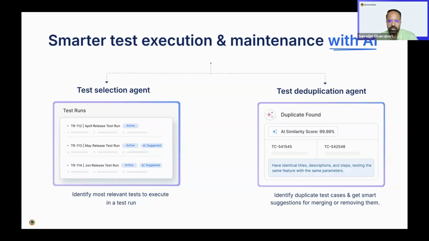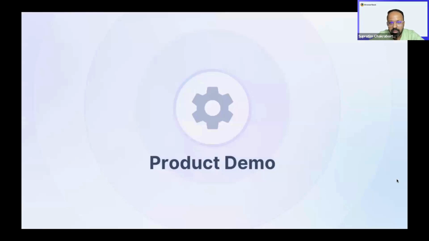Now, with this deduplication agent, you can automatically identify the duplicate test cases. What is very unique about our test deduplication agent is it helps you identify test cases which are not only exactly written, but even test cases which are written for the same functionality, which we call semantic test cases. And it also provides suggestions on whether you want to merge or archive them. And you will see all this in the demo pretty soon, right?